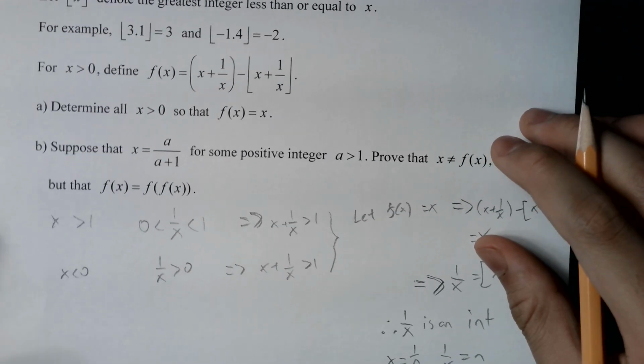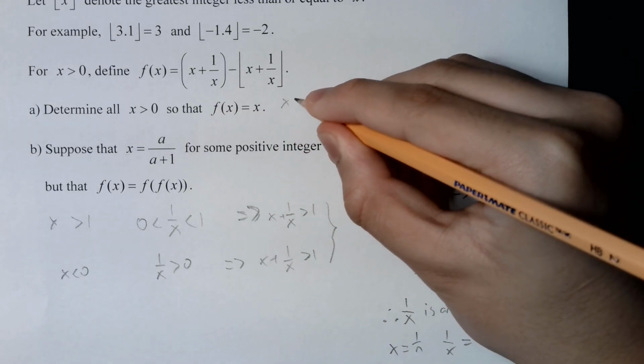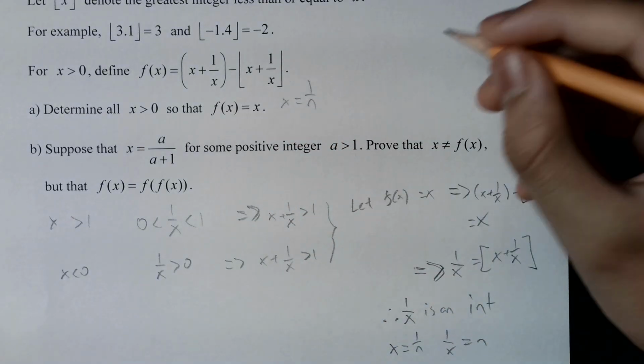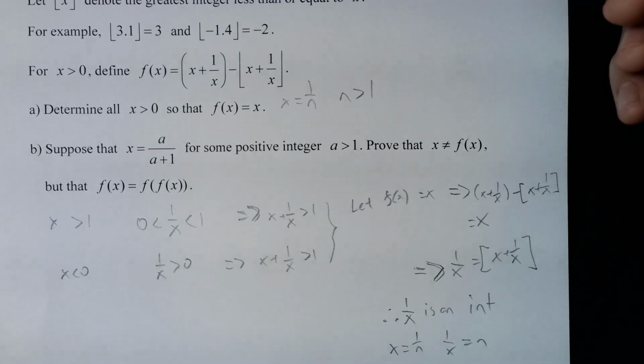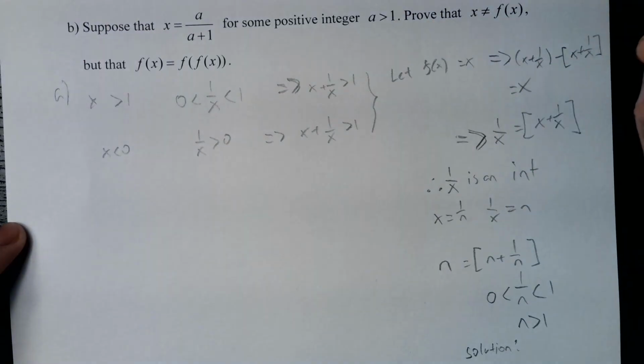Actually, I'll leave the solution up here to save some space. The solution to this problem is that x is going to be equal to 1/n, where n is going to be bigger than 1. Okay, so this is part A. Now let's do part B.